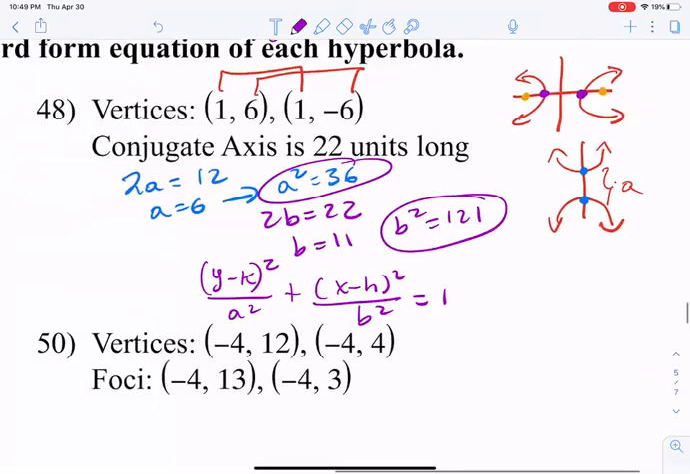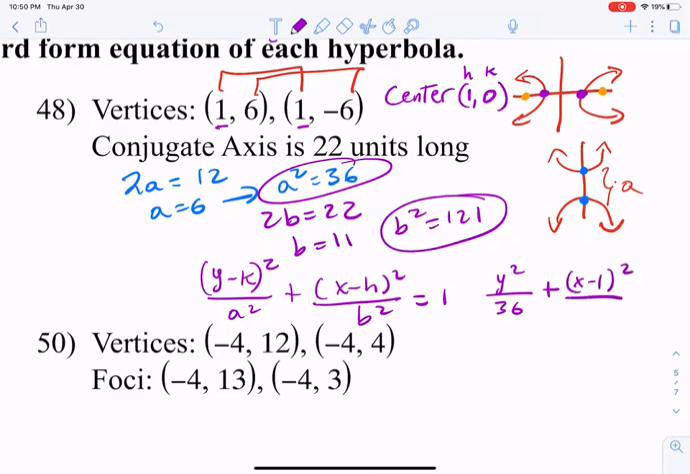So I need to find out the center, but that's easy. The center is just the midpoint of the vertices, right? The x values are not moving, these values are moving. So what is the midpoint between negative 6 and 6? That's 0. So this is h and k. I need y minus 0, it's just y squared, over a squared, which is 36. Then x minus h, so h is 1, x minus 1 squared, over b squared, which is 121, and this is equal to 1, and you're done. That's the answer to this problem.